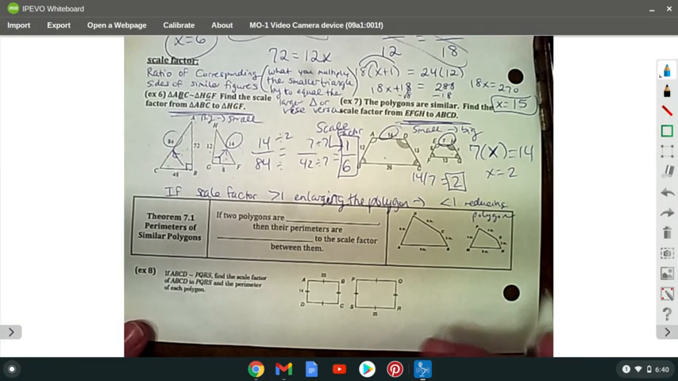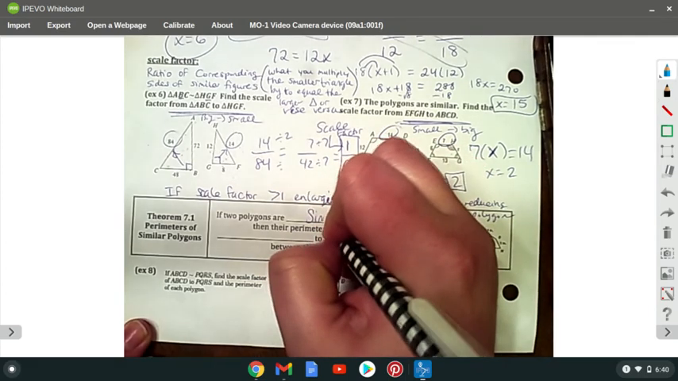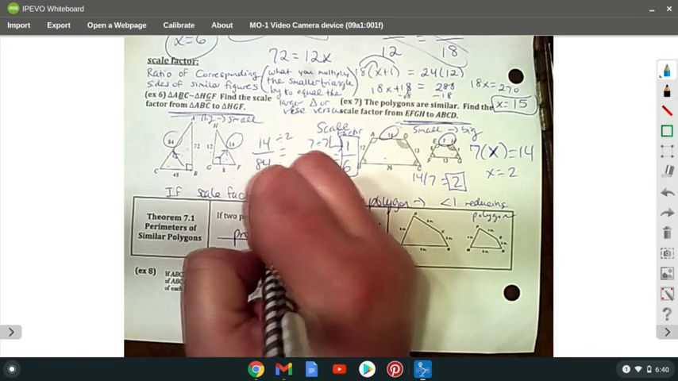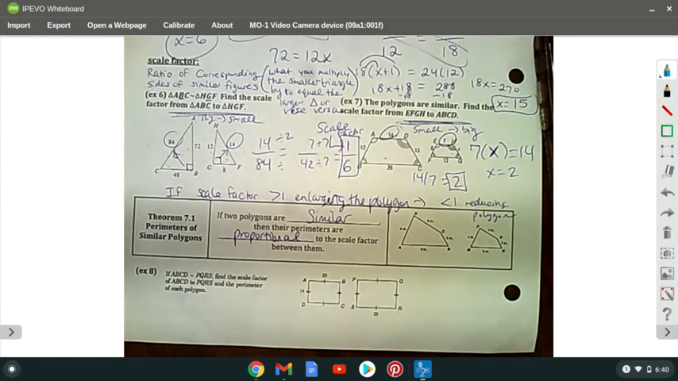Last one. If two polygons are similar, then their perimeters are also proportional to the scale factor between them. So for example, if I'm looking at this picture and they say these two polygons are similar and they want me to find the scale factor, okay?